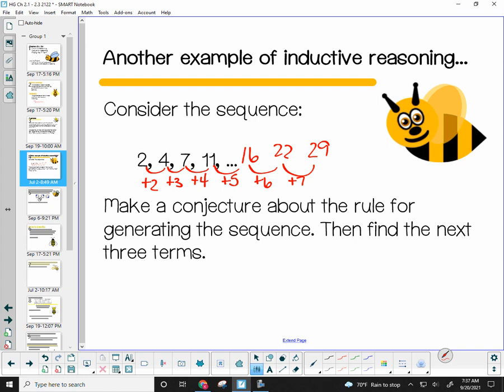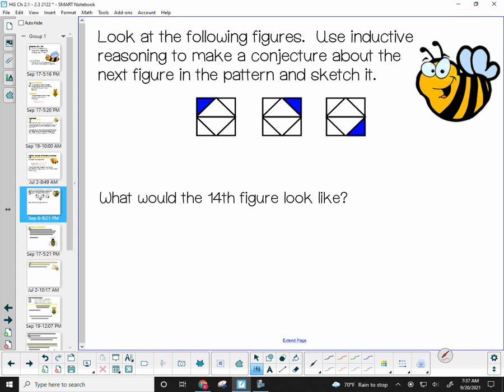All right, last example of inductive reasoning. In geometry, sometimes we do inductive reasoning with shapes and patterns. Look at the following figures. Use inductive reasoning to make a conjecture about the next figure, and then sketch it. So this would be figure number 1, this is figure number 2, this is figure number 3. On your paper, I want you to sketch figure 4. What would it look like? Okay, so go ahead and do that for a second.